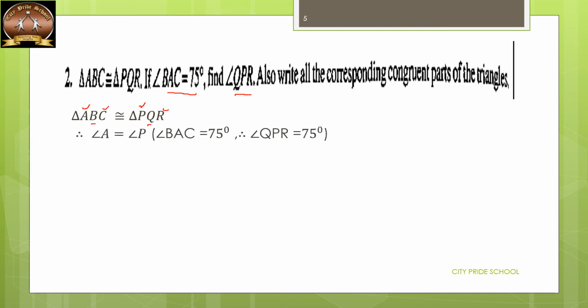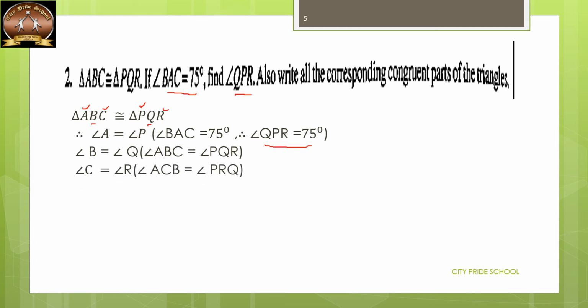Let me see. So, first part I wrote that since angle A is equal to angle P, I have written the answer for the first one, that is angle QPR is equal to 75 degrees. Now, second I can say that angle B is congruent to angle Q, or I can also write it like this, angle ABC is congruent to angle PQR. So, third one, that is angle C will be congruent to angle R.